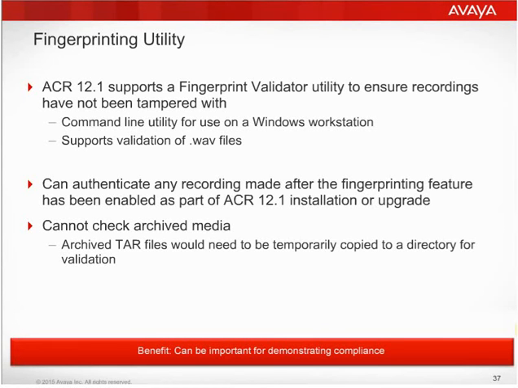ACR 12.1 now includes a fingerprint validation utility. The fingerprint validator can be used to determine if a recording has been tampered with after it was recorded. The utility is a text-based console application, and both single and multiple recordings can be validated. Note that use of this feature requires that fingerprinting be enabled on ACR 12.1. It currently does not check archived media, so archived recordings need to be copied from their archive destination to a workstation to be validated.